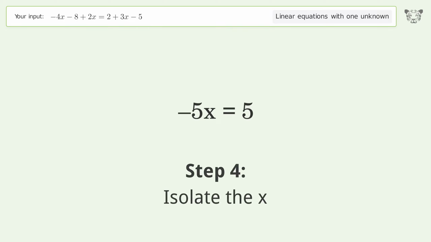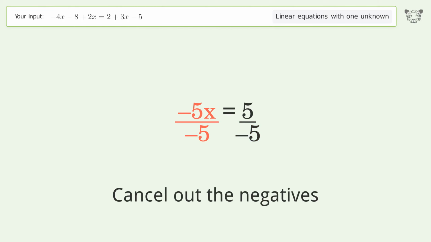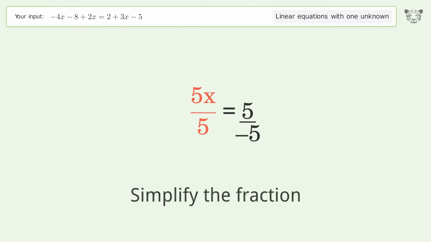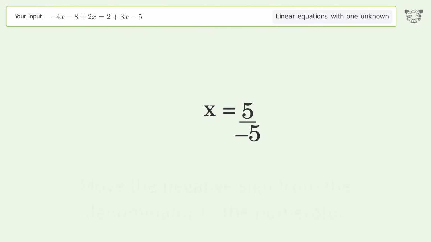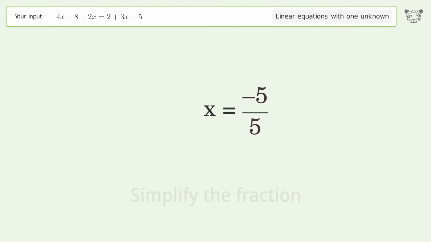Isolate the x. Divide both sides by -5. Cancel out the negatives. Simplify the fraction. Move the negative sign from the denominator to the numerator. Simplify the fraction. And so the final result is x equals -1.